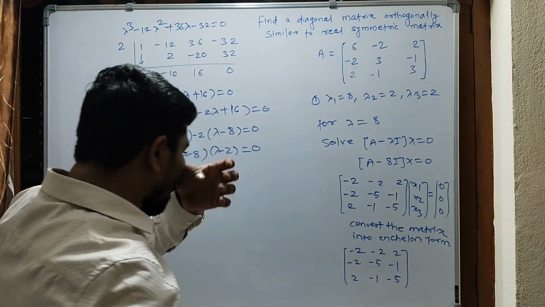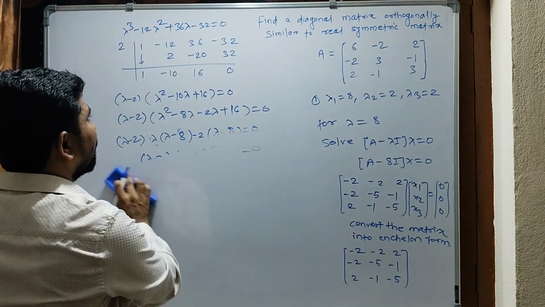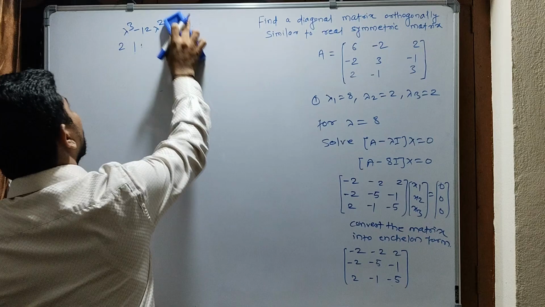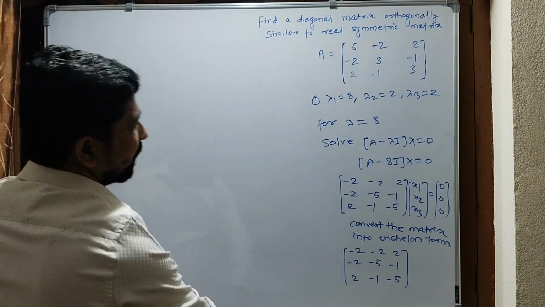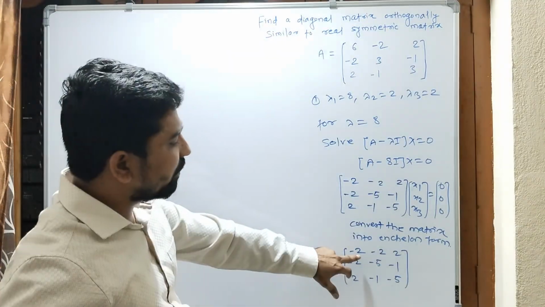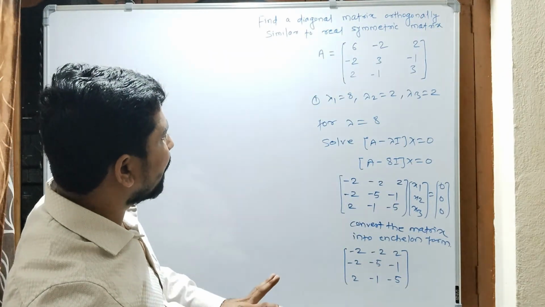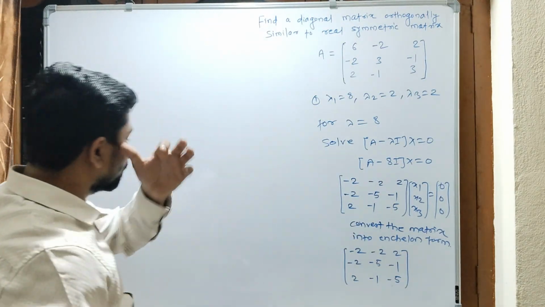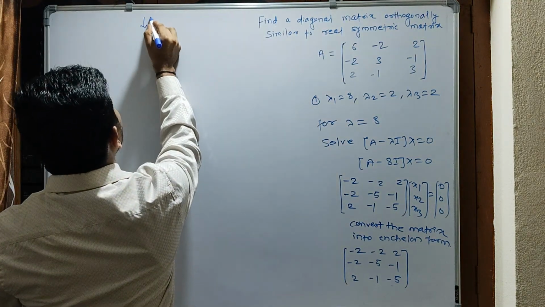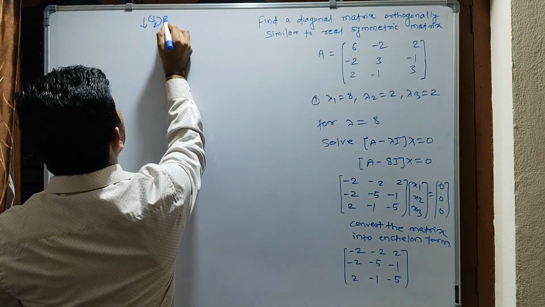Here, how to convert this matrix into the echelon form? I will convert it into the reduced row echelon form for our calculation purpose, or you can convert it into the echelon form, both are correct. First make this element as 1, just divide throughout the row R1 by minus 1 by 2.